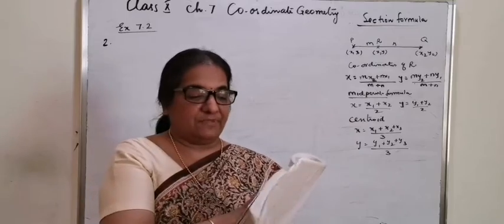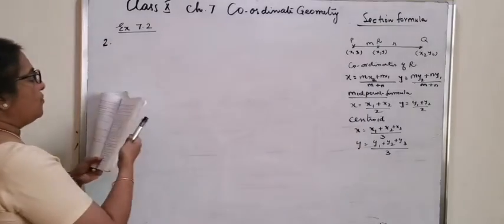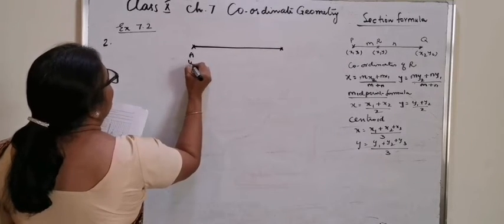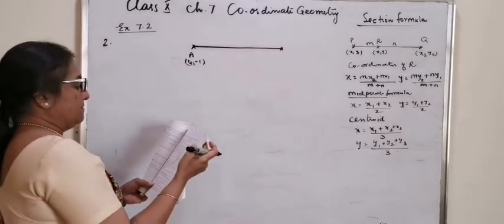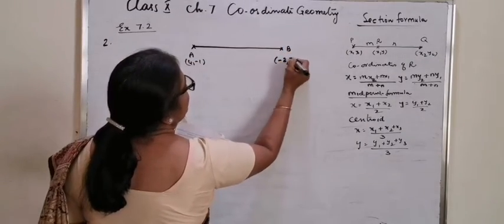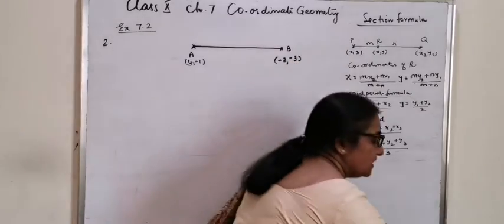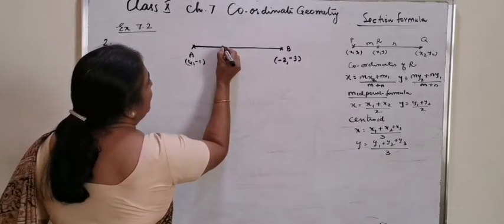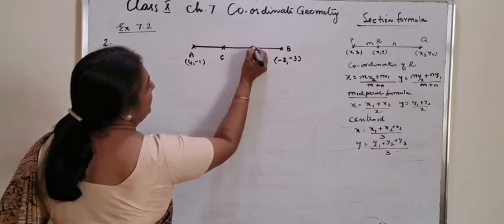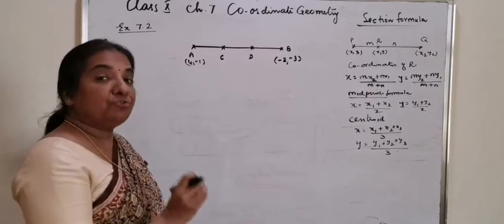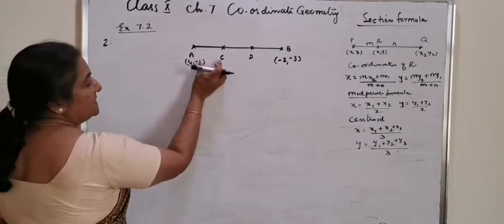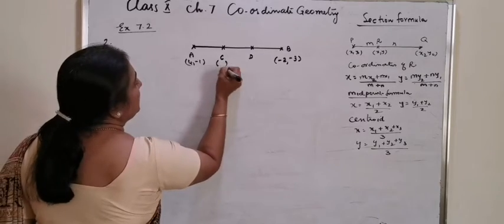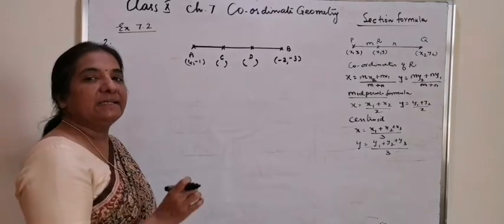What are the endpoints of the line segment given to you? It is given as (4, -1) and (-2, -3). We have to find the coordinates of the points of trisection. There will be 2 points which will divide this line segment into 3 equal parts. Now, if AC is equal to CD is equal to DB, these are the 3 equal parts and we need to find the coordinates of C and D.